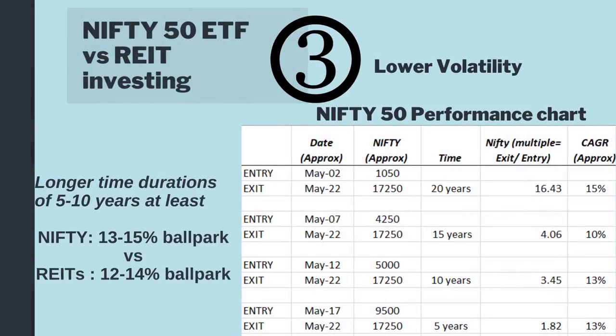Lastly, the lower volatility makes REIT a very interesting asset to get into. So for longer time durations of 5 to 10 years at least, let's just assume that Nifty has a ballpark of 13 to 15. The assumption is based on entry and exit points averaging out very high or very low periods. REITs, as we have been discussing, give a 12 to 15%. So just let's take it as 12 to 14% as a ballpark.